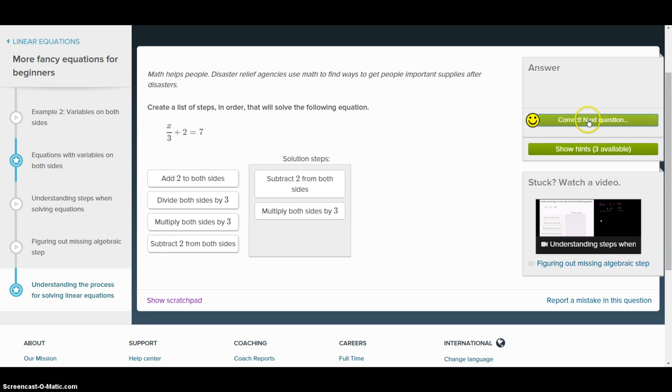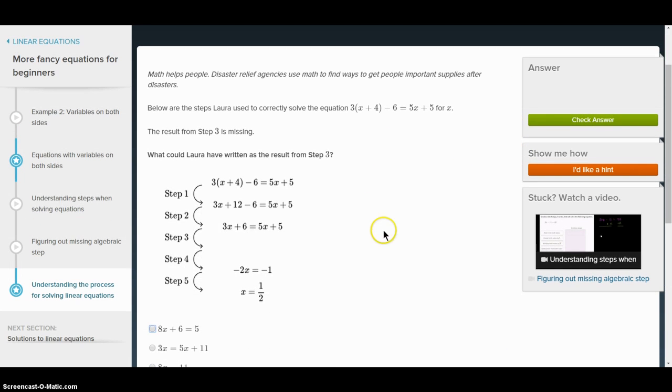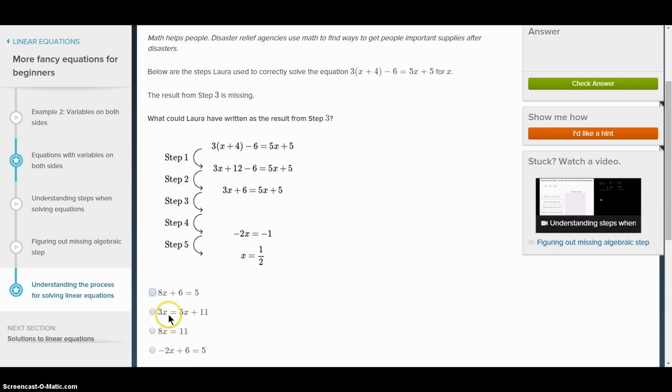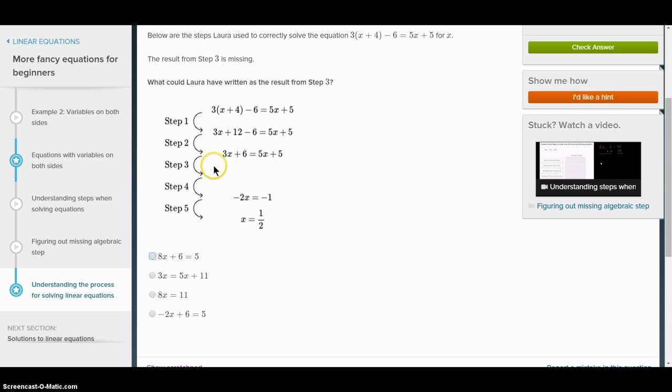Okay, so next one. 2 more to go. Alright, it looks like we're going to be finding this part over here, which part is missing. So we have step 1, step 2, and then we're going to get step 3. So let's get caught up over here.